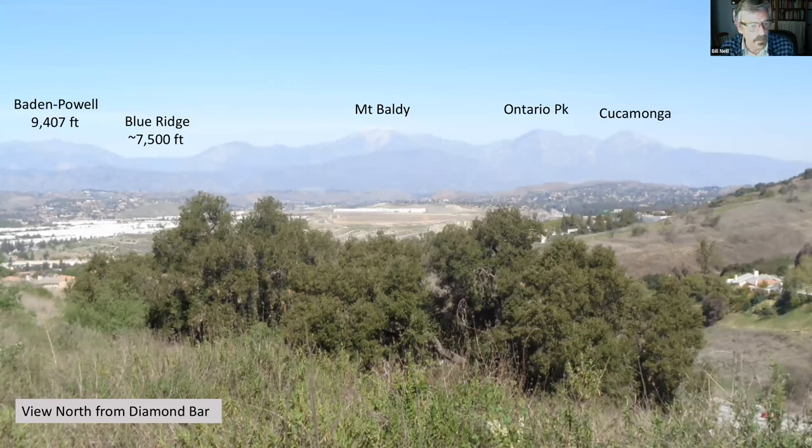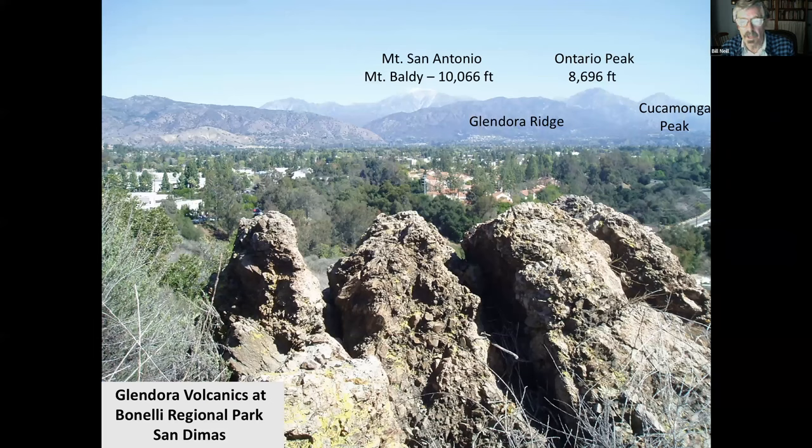Okay, now I just want to show a few more scenery shots, and then we'll start talking about rock types. Here we are viewing the range from Diamond Bar. You see the peaks, and then Blue Ridge, we'll talk about that later. It's an area of the Pelona Schist that we'll look at. Here's a photo from Bernard Regional Park. These volcanics, this is from my other slideshow, are part of the Miocene rotation that involved the Western Transverse Range.